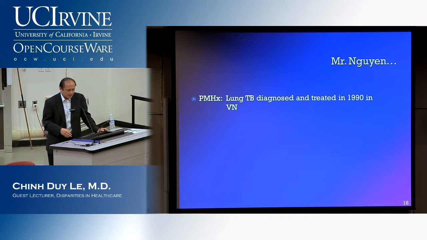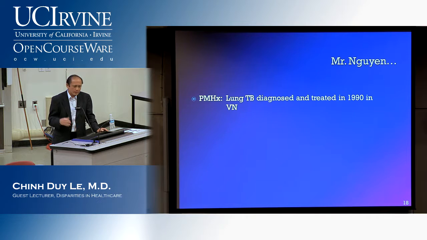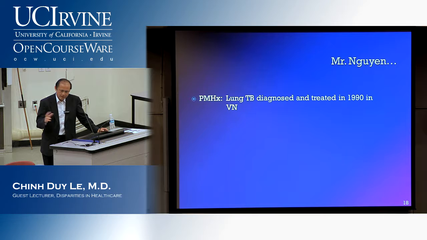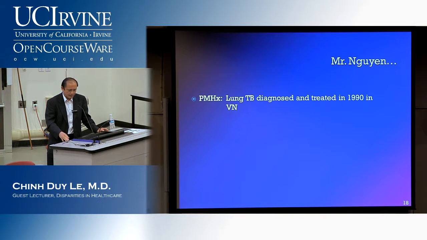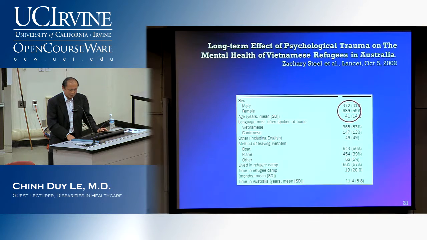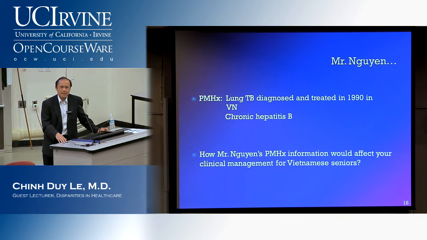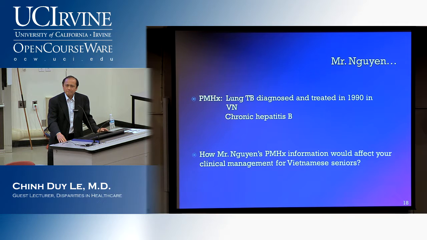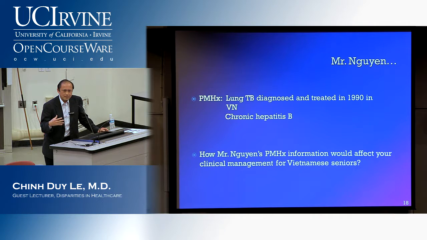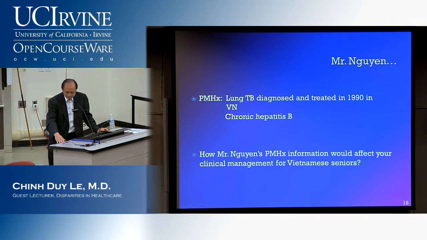When we asked him about past medical history, he mentioned he had history of TB before, back in Vietnam, and he was treated back in 1990 before he came to America. And he also had history of chronic hepatitis B. So when we get the history from Mr. Nguyen, he mentioned TB and hepatitis B. What does it tell us about the management, about healthcare for Vietnamese people, for Vietnamese seniors?